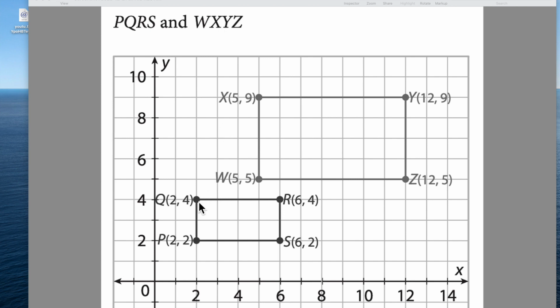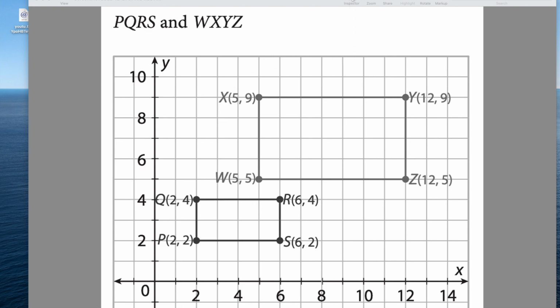So we look at Q to R, that line segment is 4 boxes long. So if we multiply by a scale factor of 2, we expect this to be 8, if indeed these figures are similar. However, if you count the boxes, you see that this is only 7. So these are not similar because the scale factor that takes this side to its corresponding side in the image is not the same that takes this side to its corresponding image.